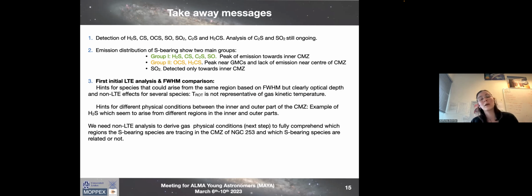So the next step that I will perform is a non-LTE analysis, also to take into account the optical depth effect. And an even further step would be to compare with chemical modeling to be able to fully comprehend the region of emission of the sulphur-bearing species. So it is still a work in progress, as you can see. So stay tuned for what comes after.